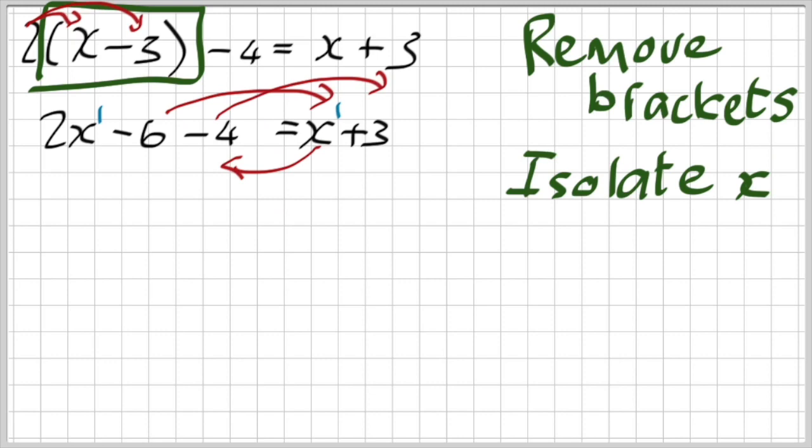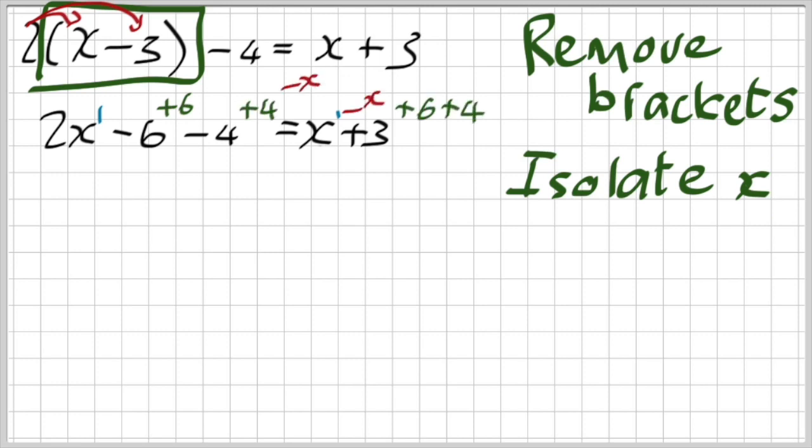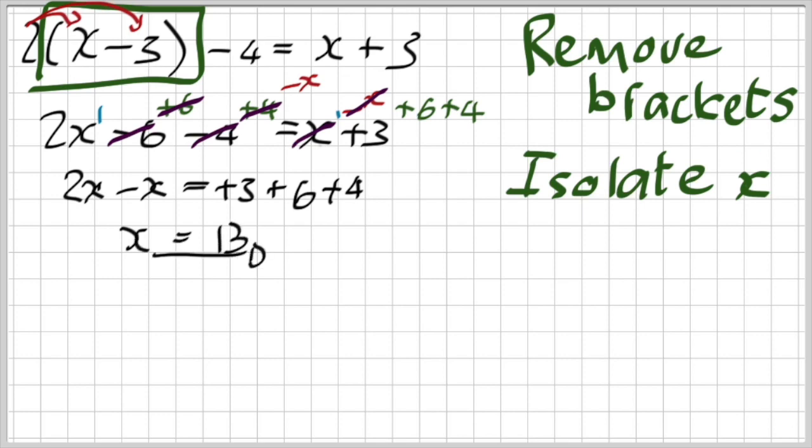The -6 I want on the other side, same with the -4, and I want the x on the left. Okay, so I'm going to add 6 on both sides and add 4. I'm going to subtract x on the right and subtract x on the left. This means on the left, I'm left with 2x minus x, and on the right, I'm left with 3 plus 6 plus 4. The beautiful thing is 2x minus x is just x, and 3 plus 6 plus 4 is 13. So I've solved the equation.